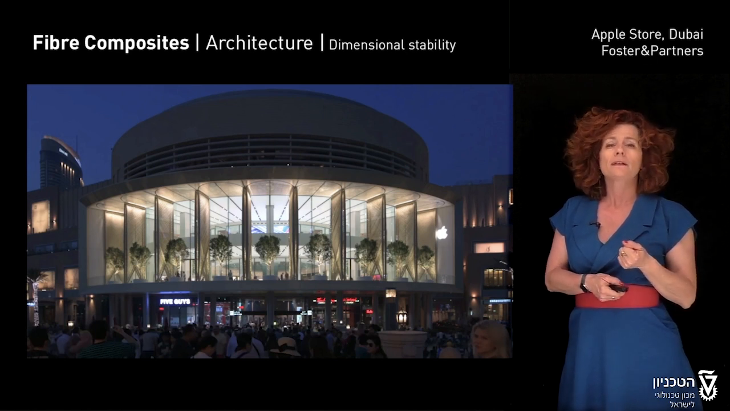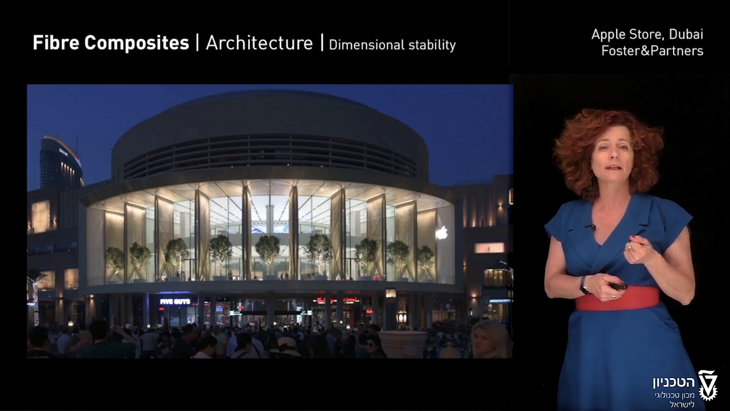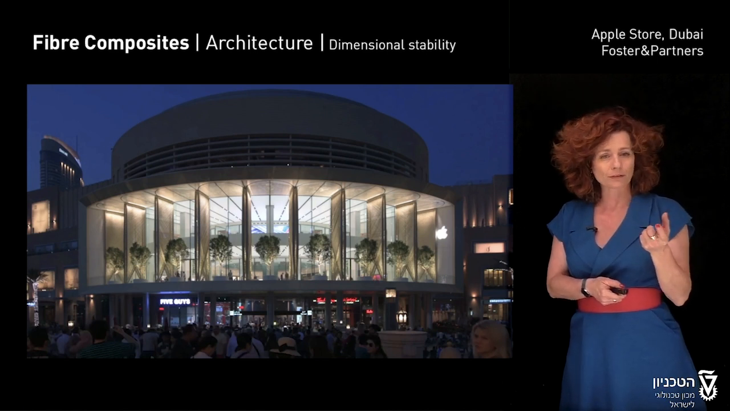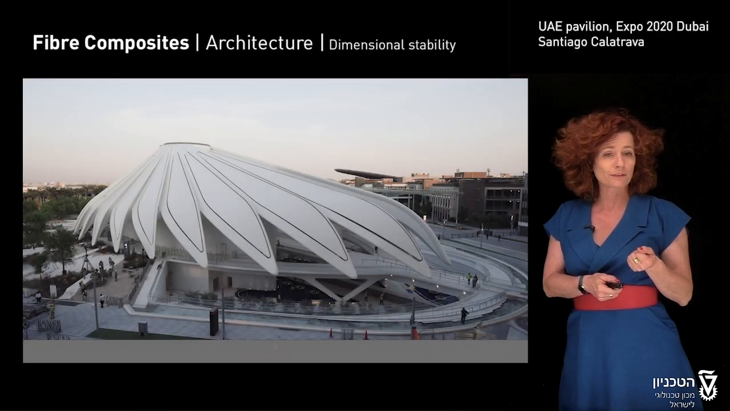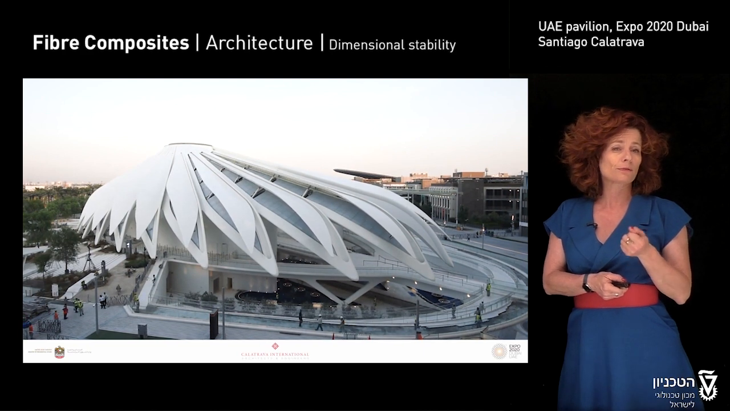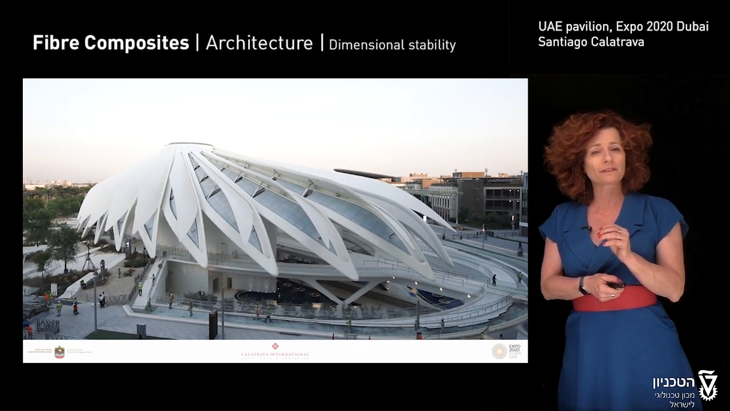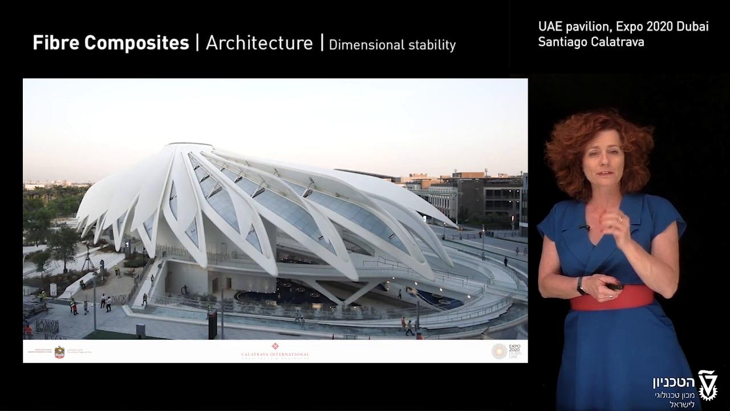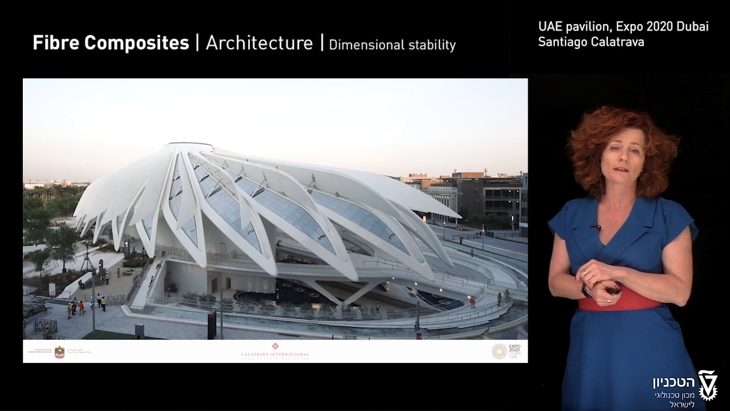Same principle of lightness and accuracy is also what enables the huge wing of the Calatrava structure for the UAE pavilion of the recent Expo. So you see here, the mechanism is also very simple and very minimal. You just have these three motors that are lifting and closing these elements, the wing of the pavilion.